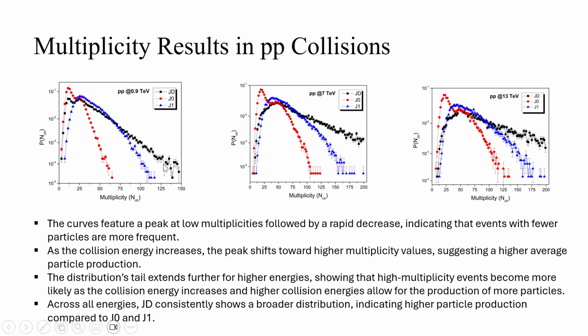You can see here the peak is at low multiplicity, but as you increase the energy, your peaks extend towards higher multiplicity. The probability is high now. You can see it is low here, and once you increase the energy, it goes a little bit above. At the max of 13 TeV, the peaks are more extended towards the higher multiplicity. So high multiplicity events become more likely as the collision energy increases.